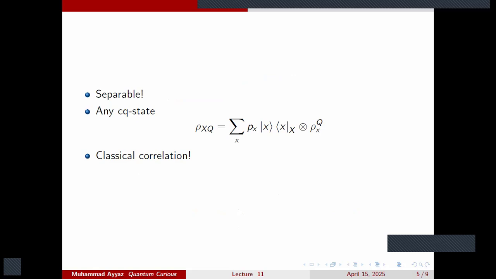So we have seen the CQ states, the classical quantum states, as they are composed of a classical part and a quantum part, and they are usually written in the form of a tensor product, and they are separable states, not entangled states. So all classical quantum states are separable states.